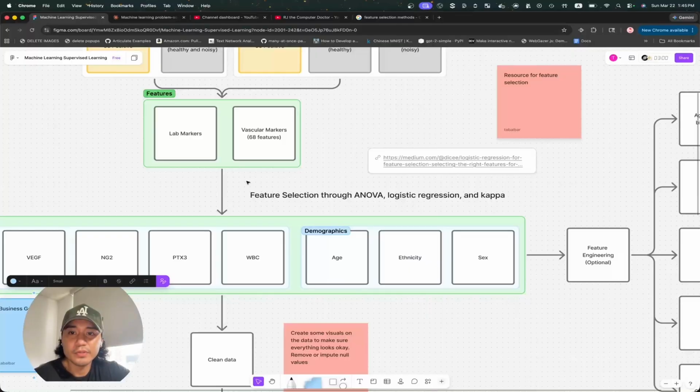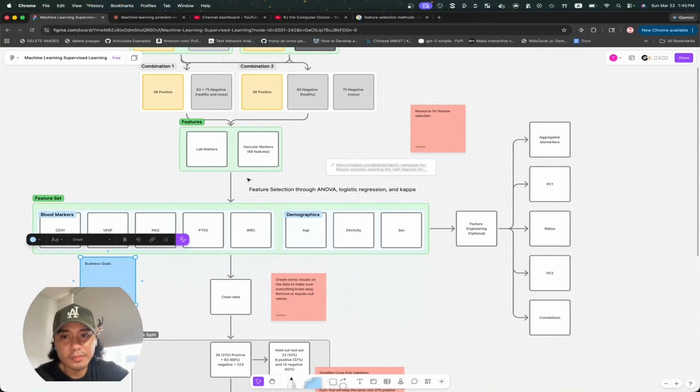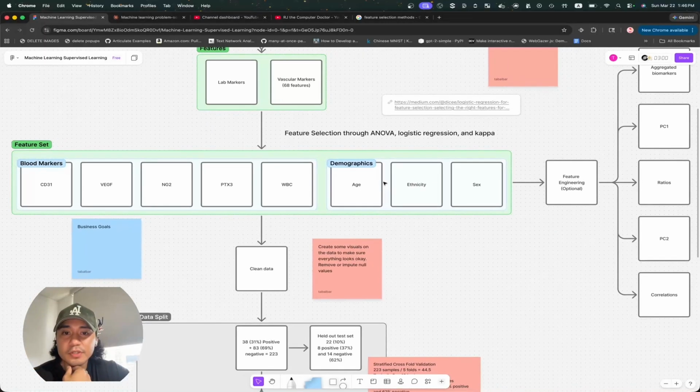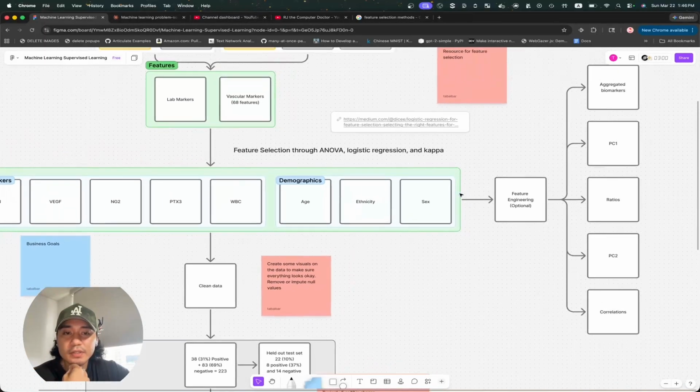The reason why you don't want to include all the features is that there are features that can hinder the model and degrade its performance. So you only want to really include features that have some sort of correlation with the thing that you are trying to model after. Okay, so then we can boil it down to say these 8 features here. We have different blood markers, and then we have demographics, which include things like age, ethnicity, gender.